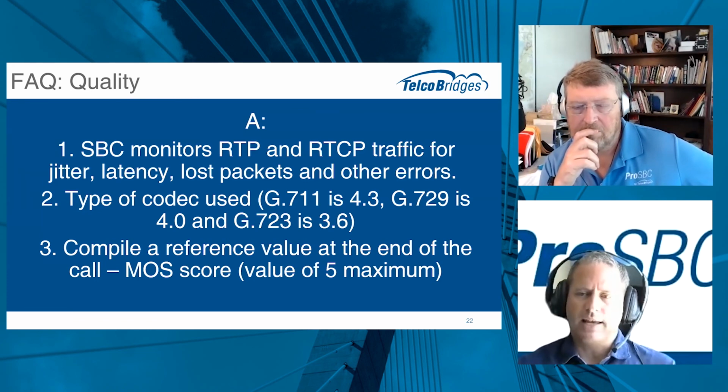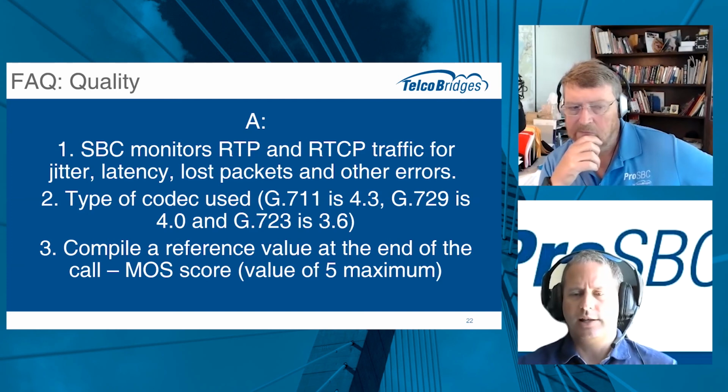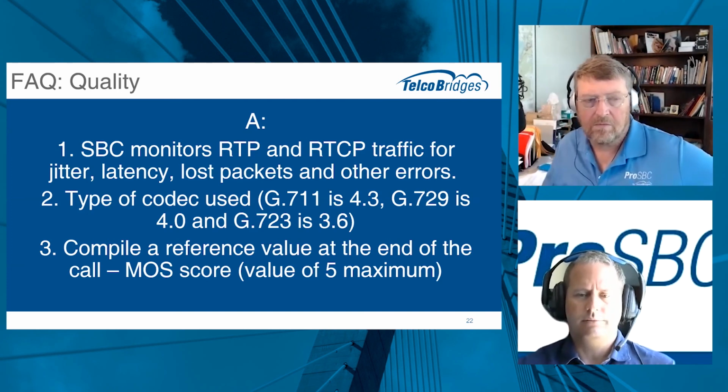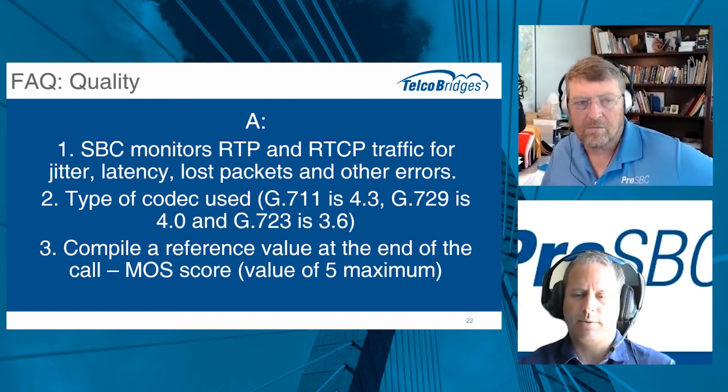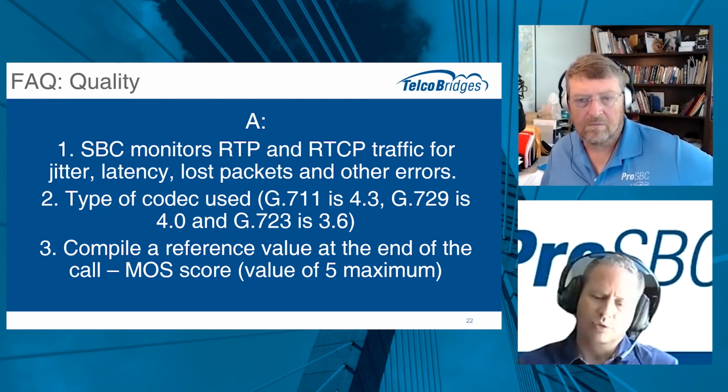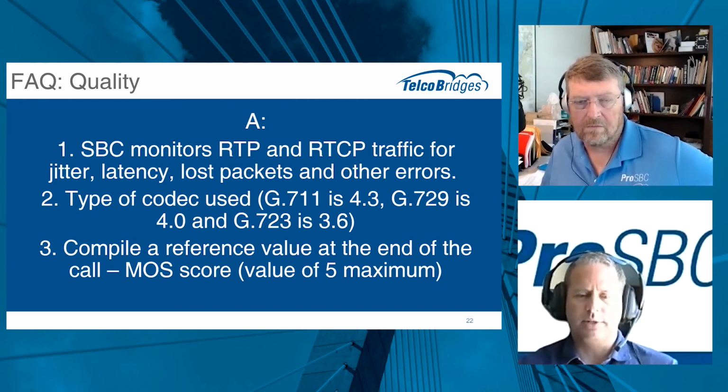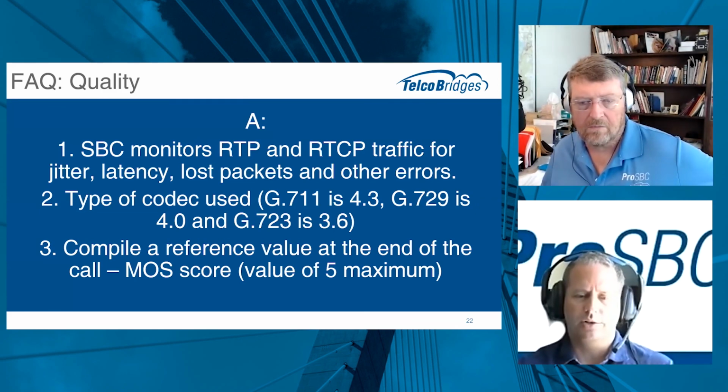And here we give some examples of scores that are used in the MOS score. Then we compile all of this into a value, and this will give you the quality of your call. The MOS score has a maximum of 5, and we can store this information in the call detail records. So at the end of the call, you'll be able to get this information. But you can also see it. I don't know if some of you have used the call trace we have in the ProSBC. When you look at the call trace, you can also see the MOS score of the calls that went through the system.